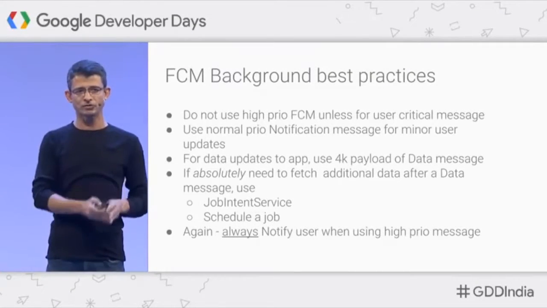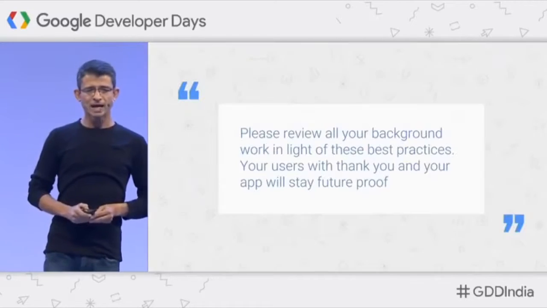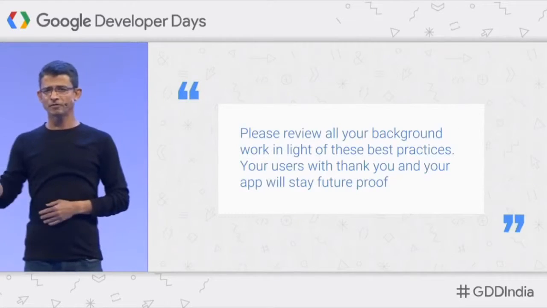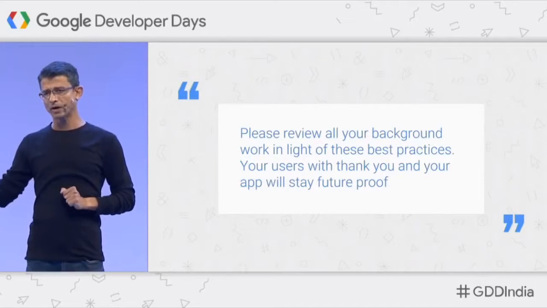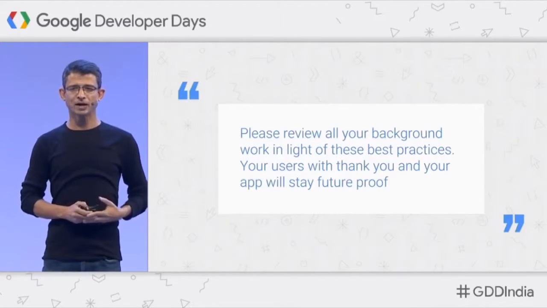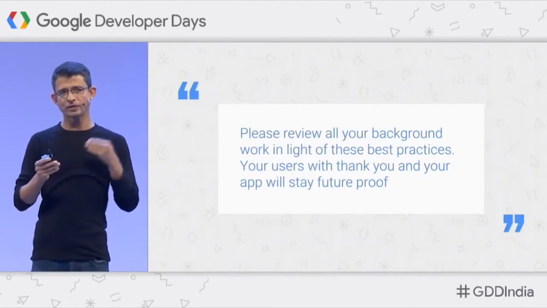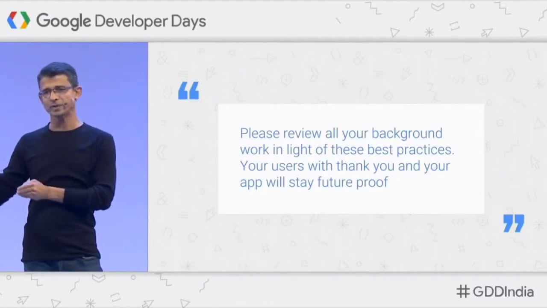Where you're actively notifying the user as soon as you have a high priority message. So with that, it was a very quick talk. I actually covered a lot of ground on various background scenarios. But with all of these best practices, I would urge you to go back and look at your app again and try to see if you can fit in any of these best practices.